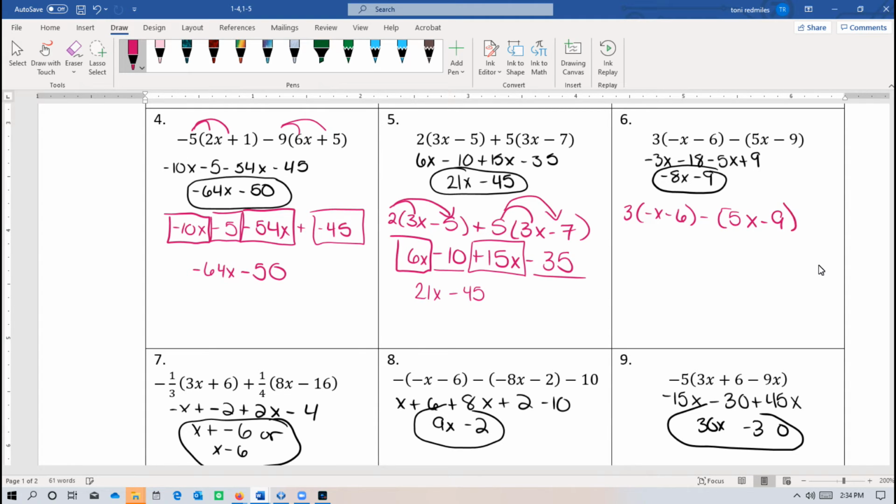Halfway there. All right, distribute through my 3 first. So that's going to be 3 times negative x. That's an understood 1. So that's negative 3x. 3 times a negative 6 is negative 18. There's an understood 1 here, so I'm going to actually be bringing through a negative 1. Negative 1 times 5x is negative 5x. Negative 1 times a negative 9 is going to be a positive 9. Let's get these like terms together.